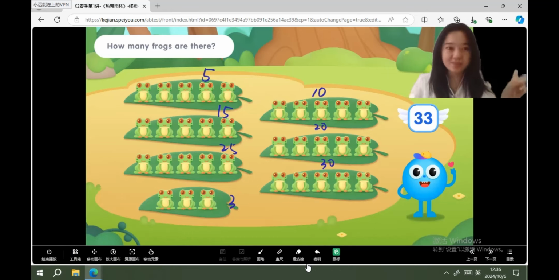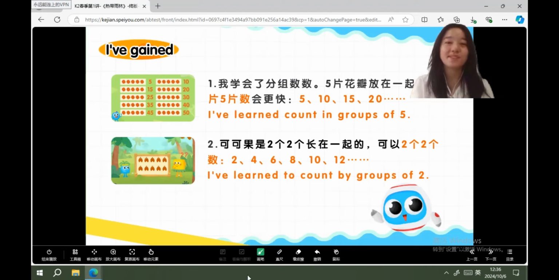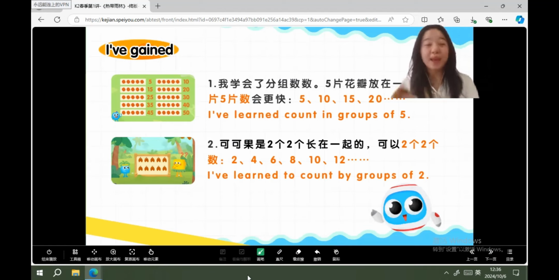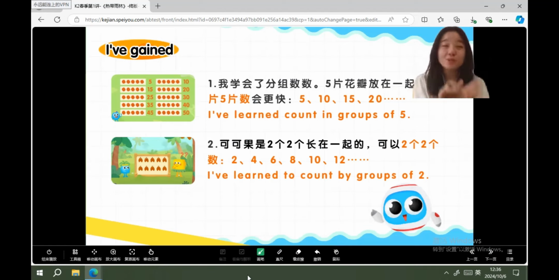Have you got it? So today we have learned that when we are counting, if the things have been divided into groups of 5, we just need to count by 5. If they are grouped into pairs, we just need to count by groups of 2, but we should be super proficient in groups of 5 and groups of 2.